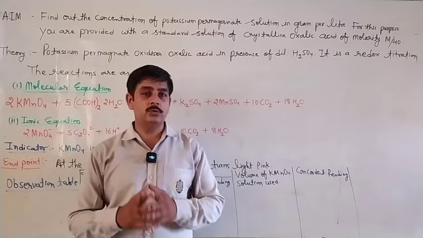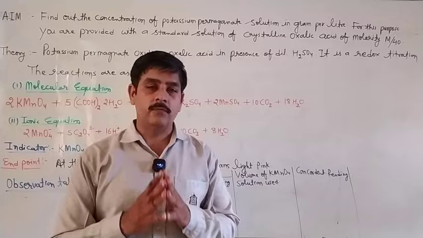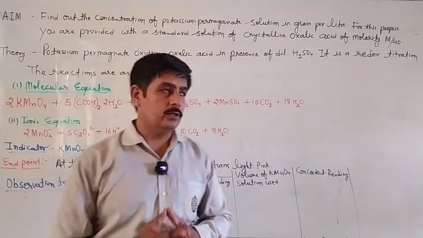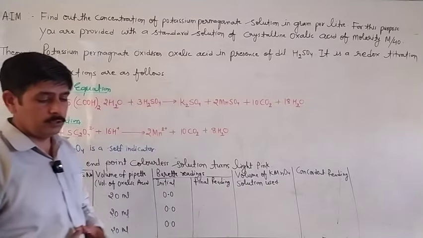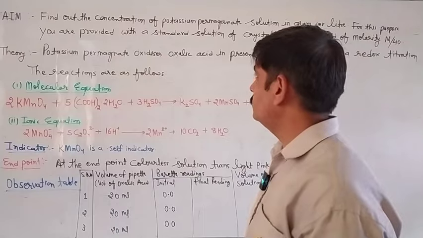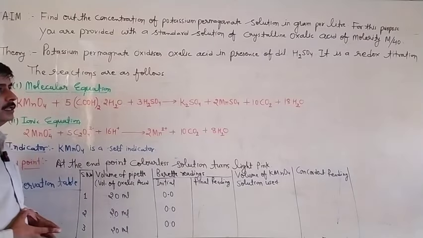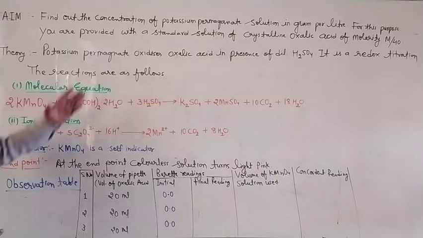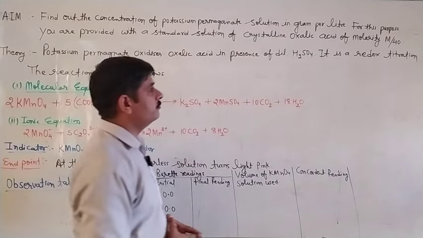And in this class today we are going to cover a very important practical from titration, and the topic is titration between oxalic acid and KMnO4. As you can see on the board, our aim is to find out the concentration of potassium permanganate solution in gram per liter, and for this purpose you are provided with a standard solution of crystalline oxalic acid of molarity M/40.